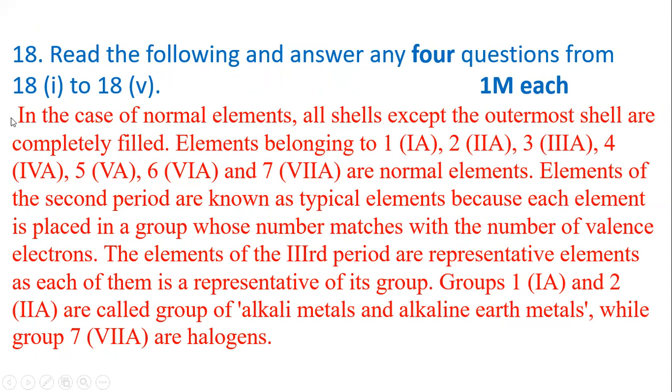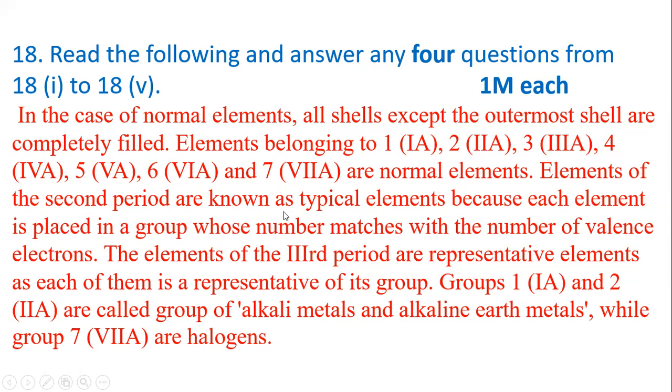We will read this. In the case of normal metals, all shells except the outermost shell are completely filled. Elements belonging to groups 1A, 2A, which I have kept within the brackets, and we can represent them both ways, 1A or 1, first period, second period, third, fourth, fifth, and seventh, till the 7th, are normal elements.